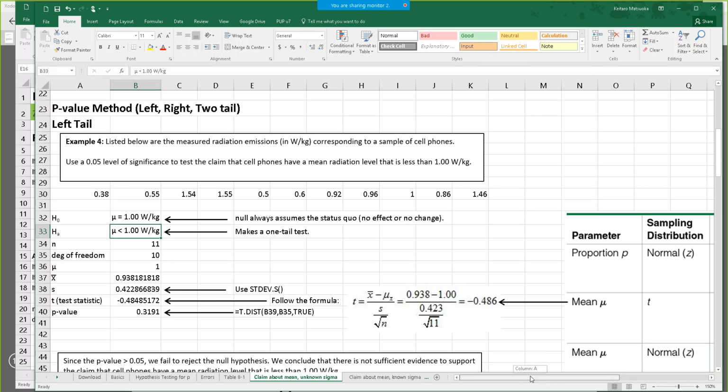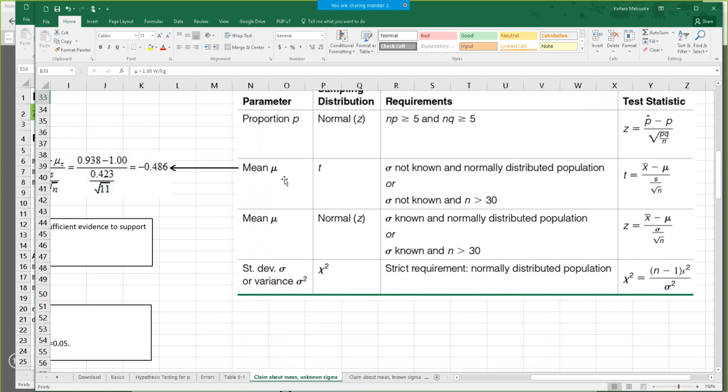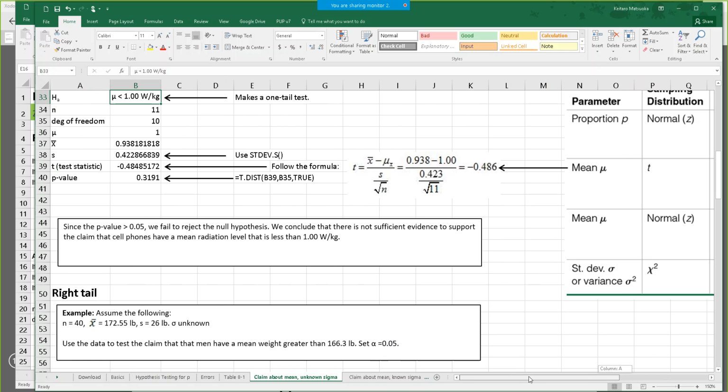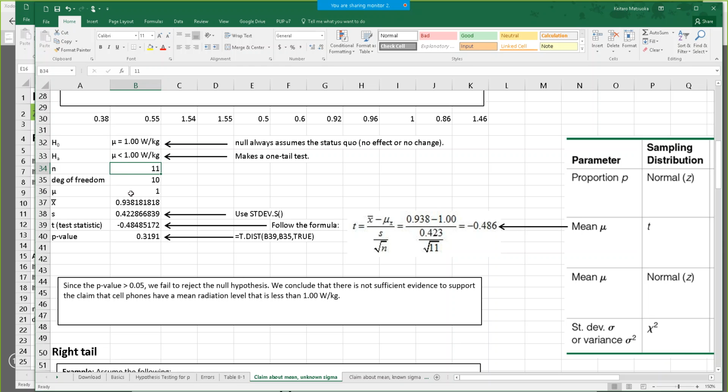Now, again, looking at the chart or this table, if you're looking at the mean and we don't know sigma, and n is greater than 30, the test statistic we use is t. The formula for that is x bar minus mu divided by s divided by square root of n. So you need four things: x bar, mu, s, and n to calculate t. That's what I have over here. I need n, mu, x bar, and s.